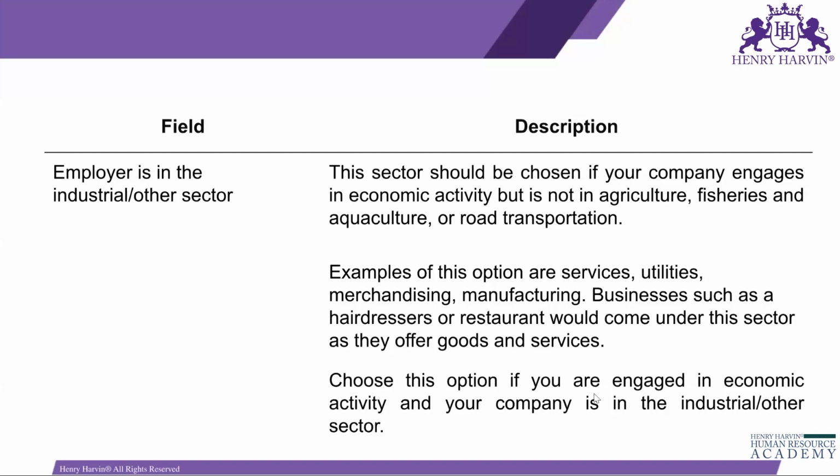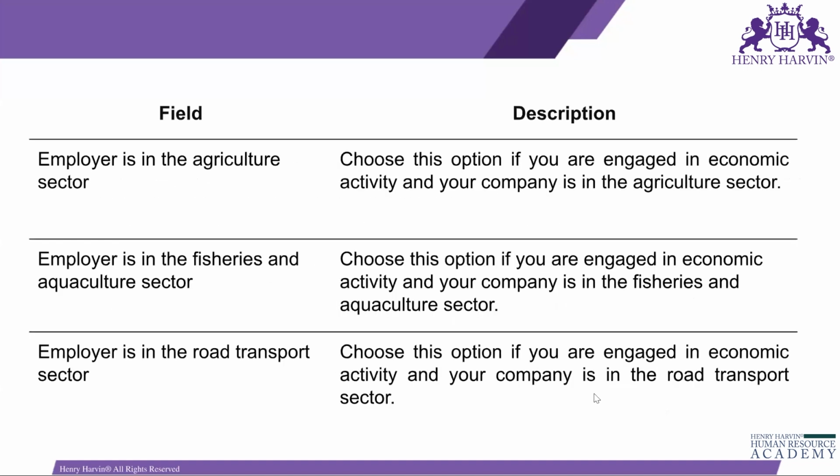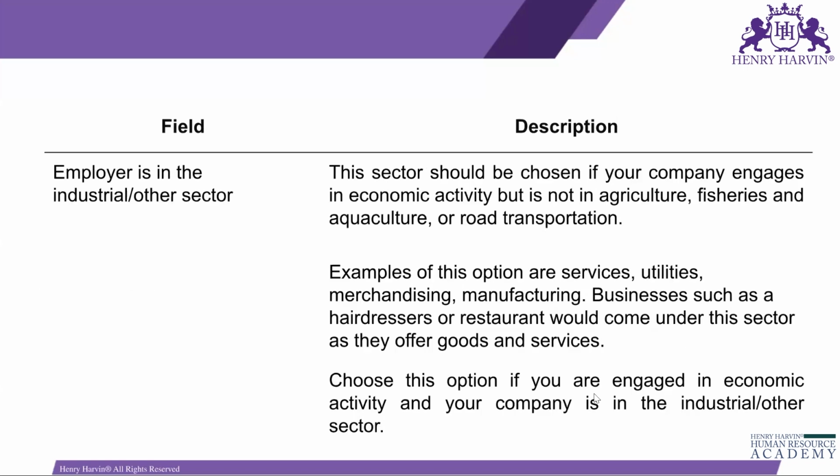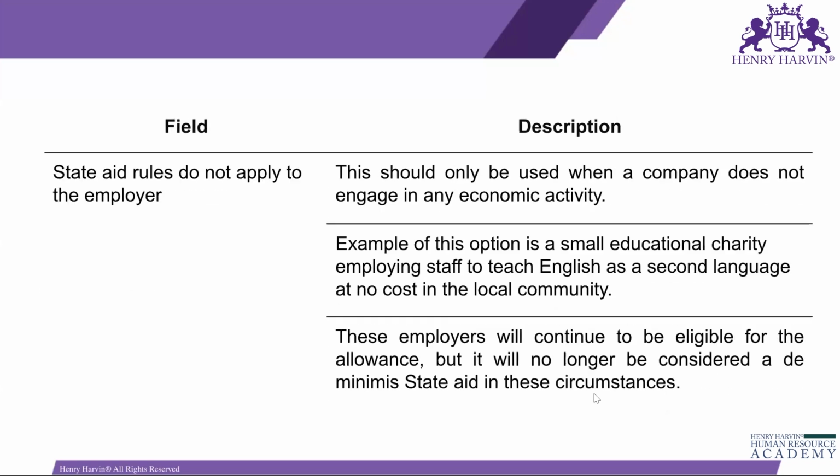Examples of this option are services, utilities, merchandising, manufacturing, could be anything like this. Businesses such as a hairdresser or a restaurant would come under this sector as they offer goods and services. Choose this option if you are engaged in economic activity and your company is in the industrial or other sector. The other sectors are normally linked with direct developments and the economic situation of the country, so that's the reason they have them as broader options. Anything else falls in other, and you can click on this option.